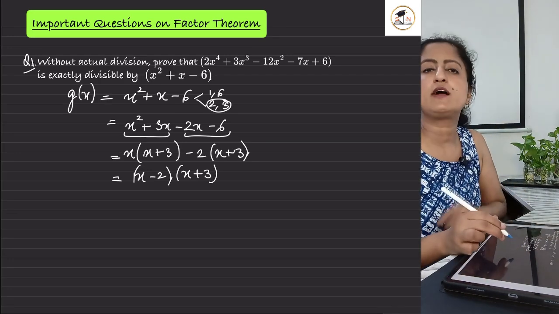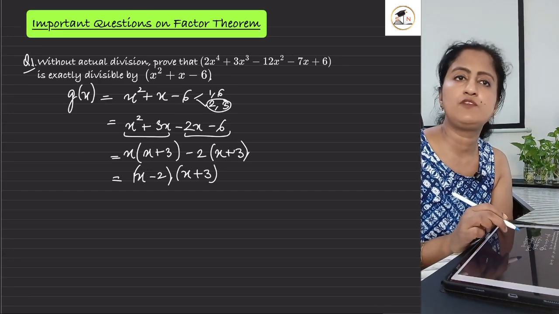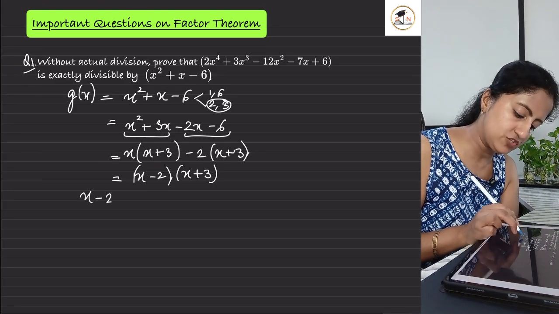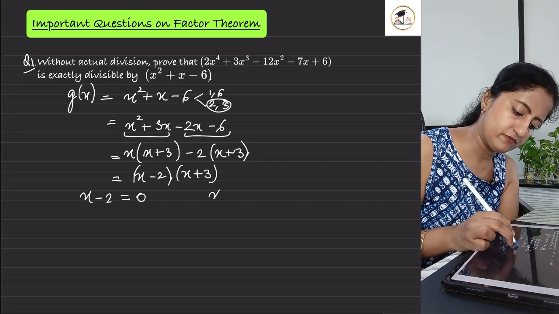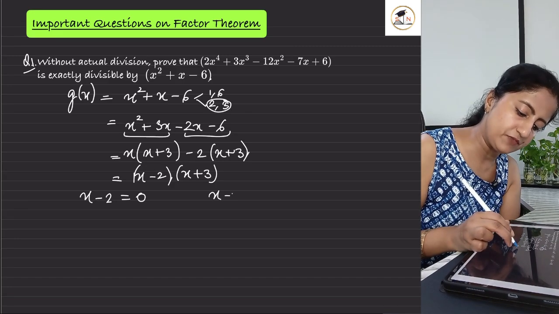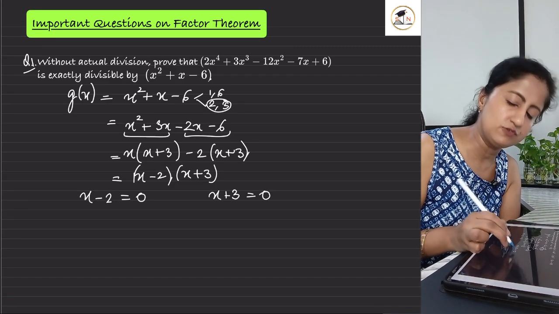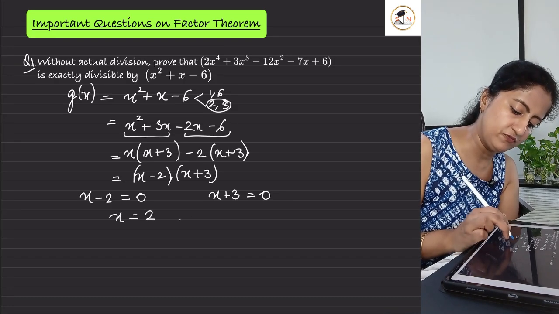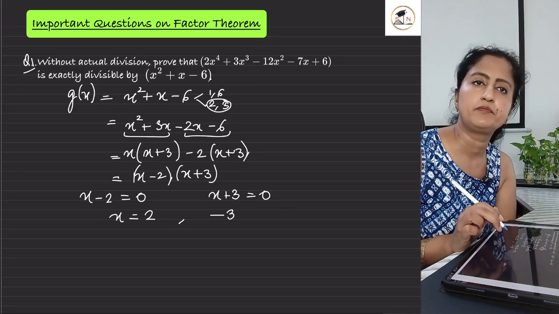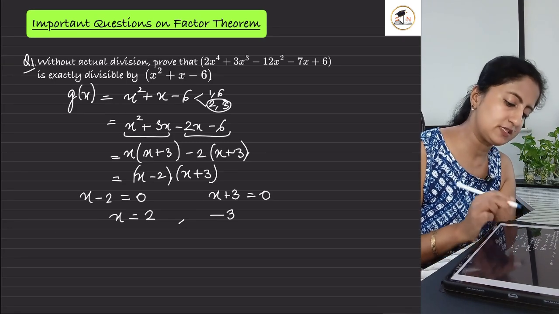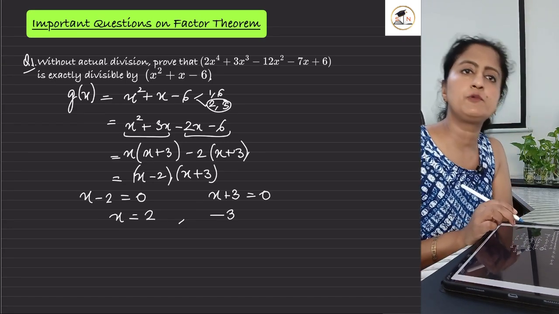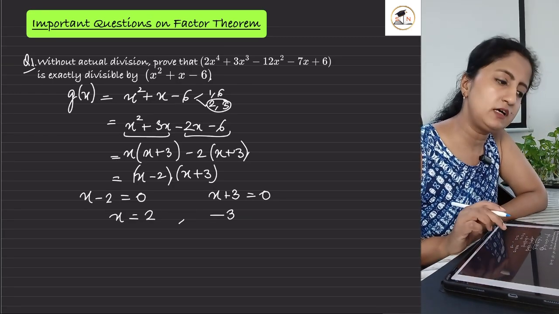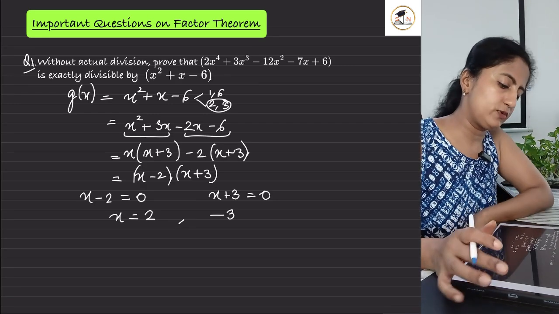Now, how are these factors going to help? As I told, they will give us the zeros. So I am going to equate each of the factors with 0. x - 2 = 0 and x + 3 = 0. So I have got two values of x as 2 and -3. The main polynomial was p(x), so I am going to substitute the values of x as 2 and -3 in the main polynomial. So let's start with that.